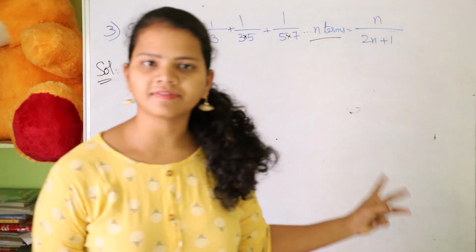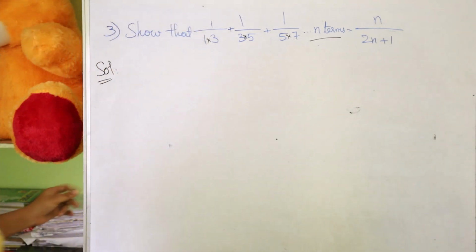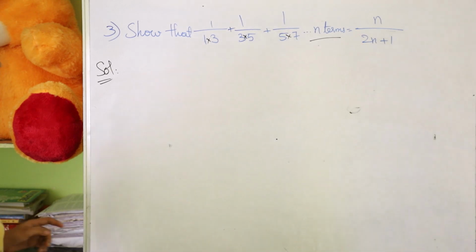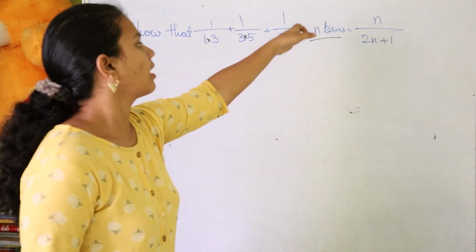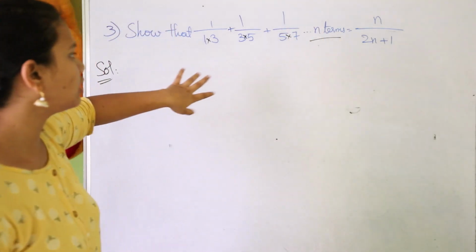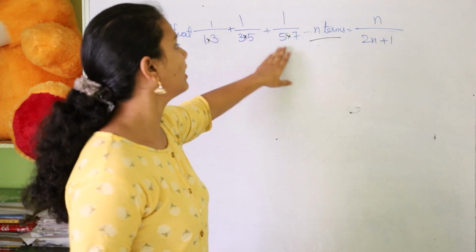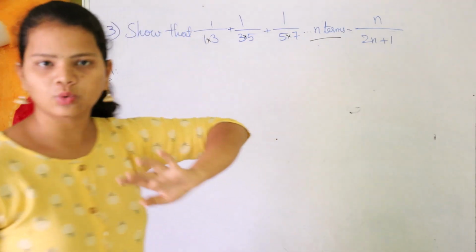Okay, here you have the third one from mathematical induction. Show that 1 by 1 into 3 plus 1 by 3 into 5 plus 1 by 5 into 7 goes on like that till n terms, which is equal to n by 2n plus 1. 1 by 1 into 3, 1 by 3 into 5, plus 1 by 5 into 7, and till n terms equal to n by 2n plus 1.